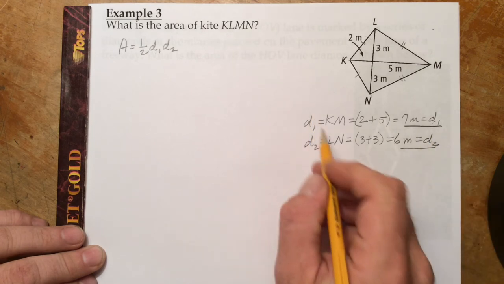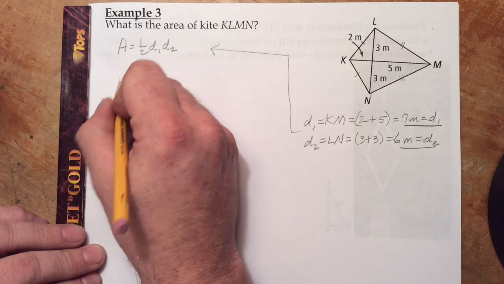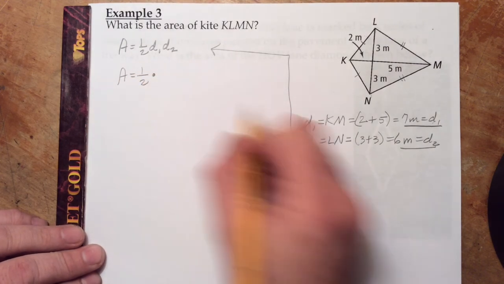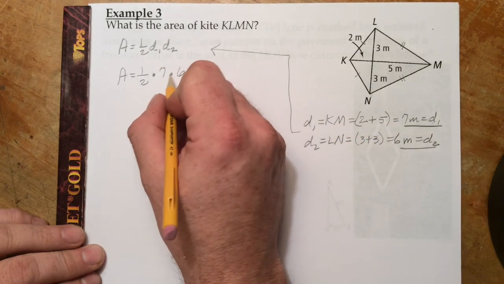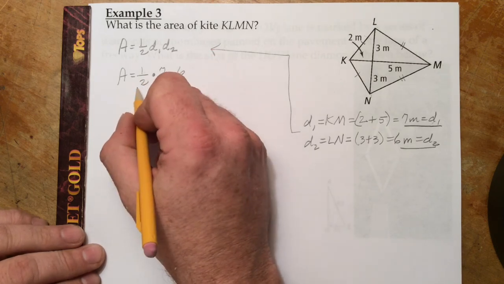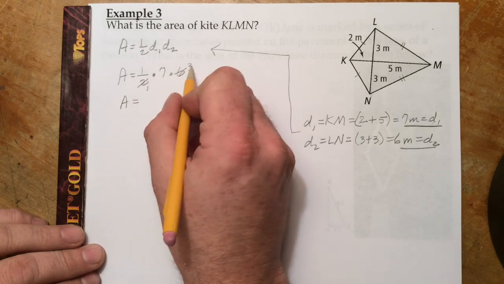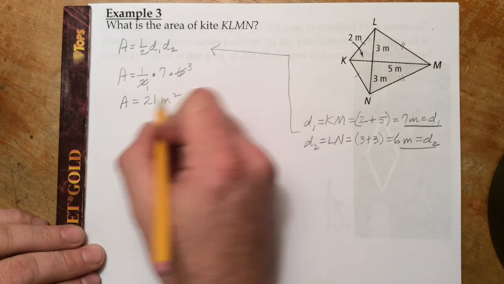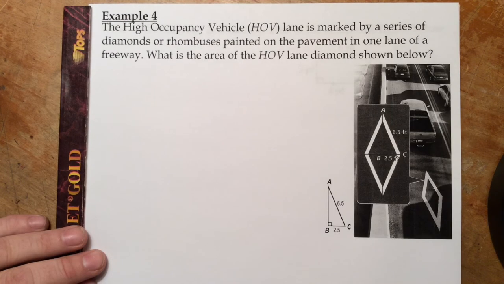Now we have everything we need to use here. So we come back over here, and the area of this kite is 1/2 times D1, which is 7, times D2, which is 6. Notice that 1/2 and 6 will both reduce down, so 2 goes into 2 once, 2 goes into 6 3 times. Now we have 7 times 3, or simply 21 square meters. And this is the area of the kite in square meters.